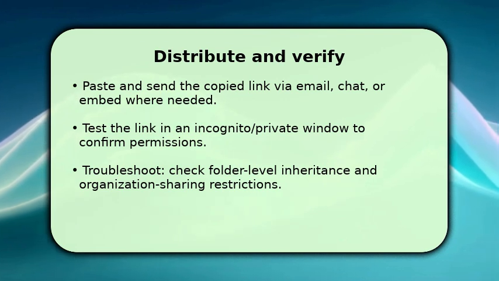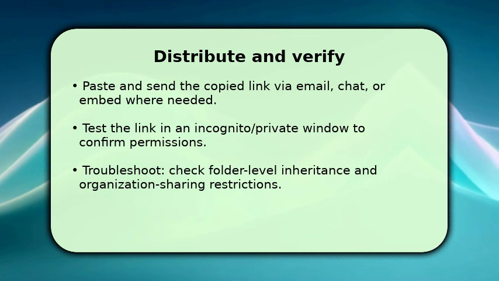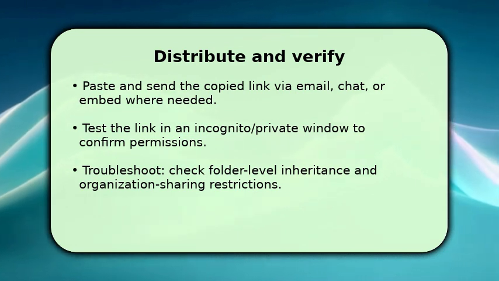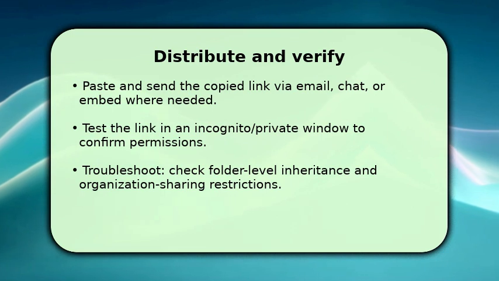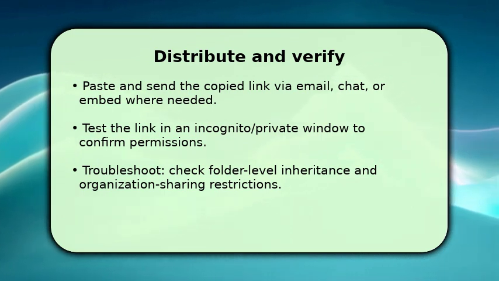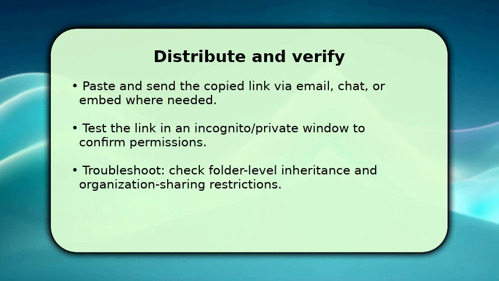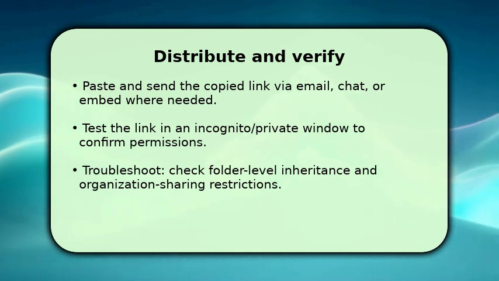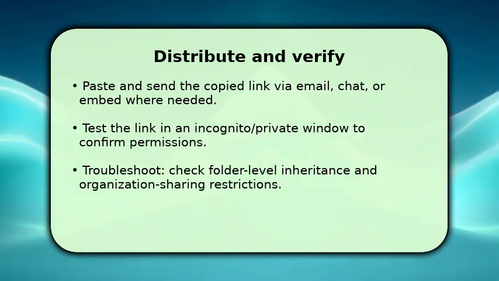If the file is not accessible, check whether it sits inside a restricted folder or if your organization enforces sharing limits. Those settings can override link visibility. Finally, if editing is required but blocked, reopen Share Settings and upgrade permission to Editor or move the file out of a restricted folder.